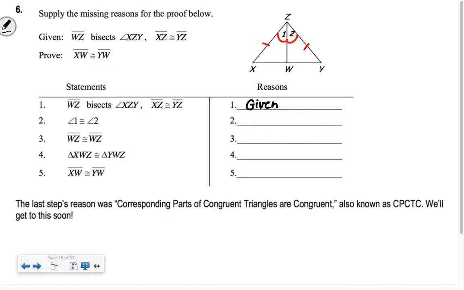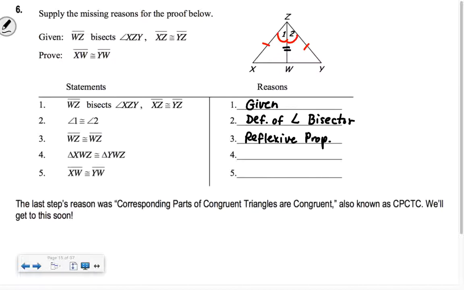So how do we know that angle 1 was congruent to angle 2? I already drew those swoops in. Why did I draw those two swoops in? Because I used the phrase bisect. So we're going to say definition of angle bisector. Whenever we have an angle bisector, we draw those two congruence marks there. WZ is congruent to itself. That's the reflexive property. Therefore, the triangles are congruent to each other.